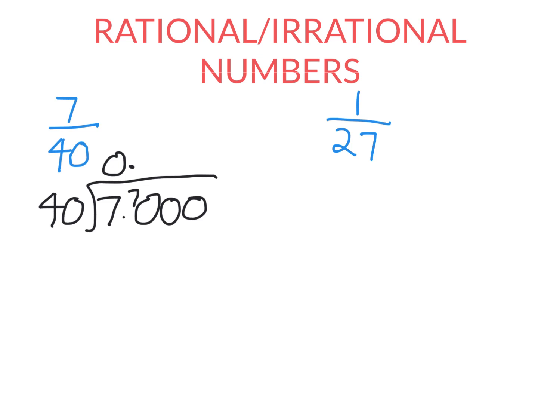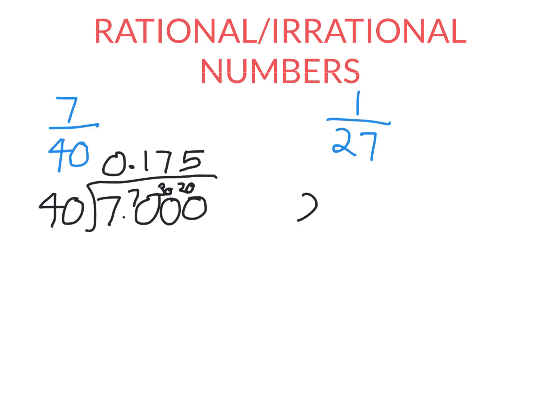So now we go, how many times does 40 go into 70? Well, it goes once, remainder 30. Now we're saying, how many times does 40 go into 300? Well, 4 goes into 30 7 times, so 40 goes into 300 7 times, and the remainder will be 20. 7 times 40 is 280, remainder 20. So then 40 goes into 200 5 times. There's no remainder, so I stop there.